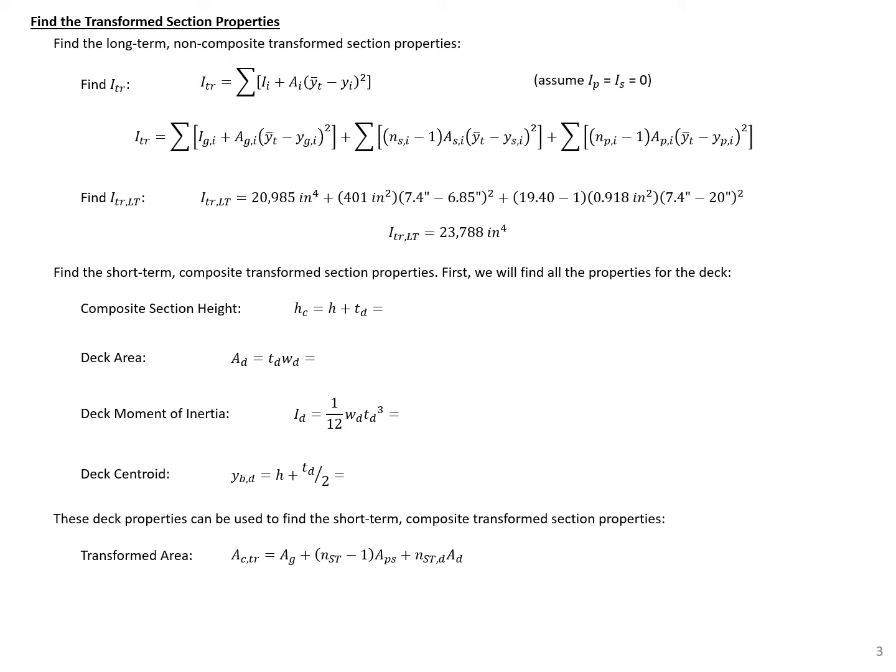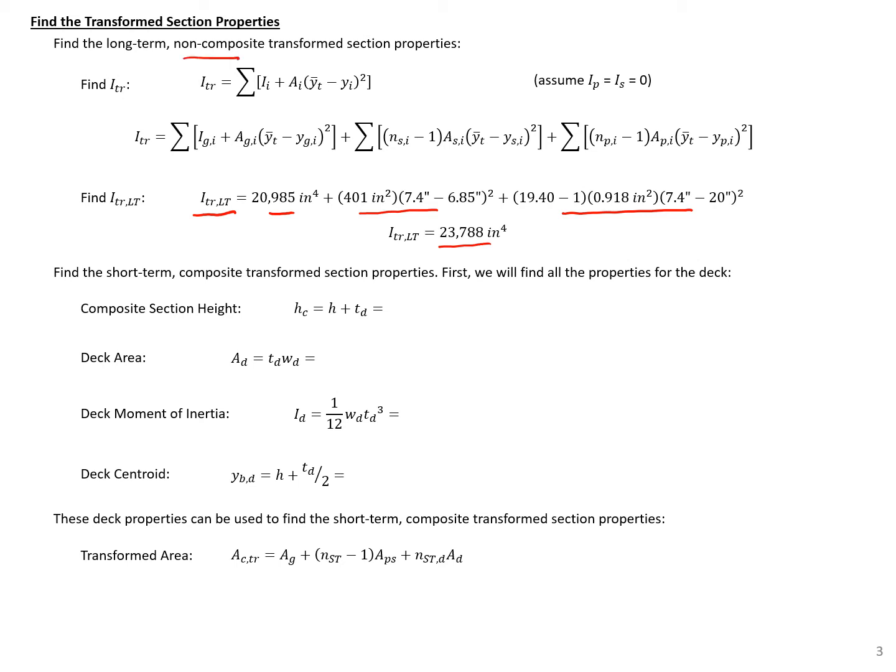We can now find our long-term transform moment of inertia, the same way that we have in the previous example, just by taking our I gross plus our A D squared component for our gross section, and then we have our A D squared component for our pre-stressing strands. And that'll give us a long-term transformed moment of inertia of 23,788 inches to the fourth. And again, this is for our non-composite section.